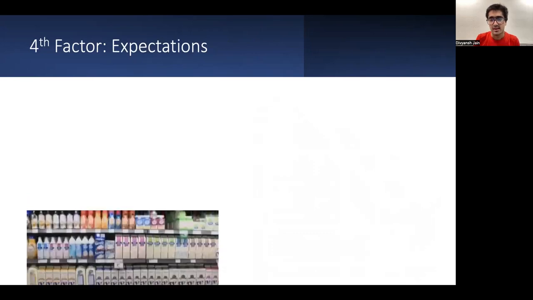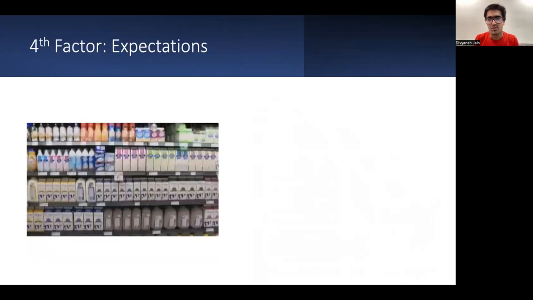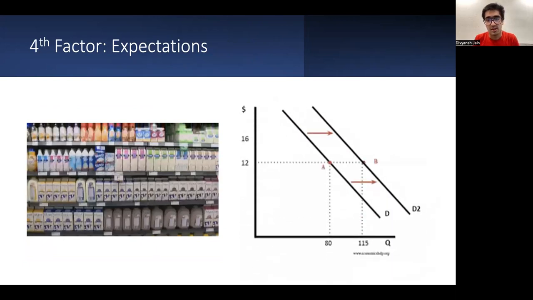Expectations. Let's say in the upcoming few weeks, we assume that the prices for milk will go up. So what we will do is buy more quantity of milk at this period of time. So the demand for milk will shift to the right in the short run.